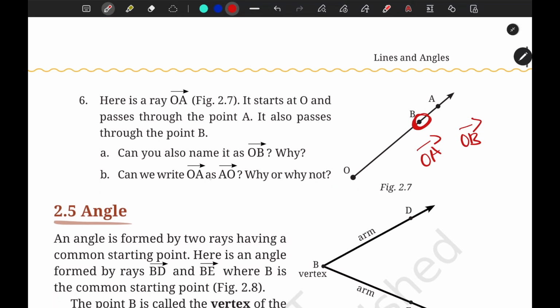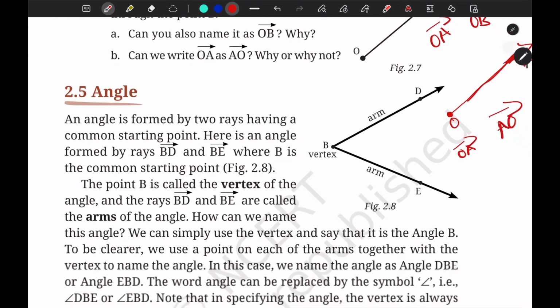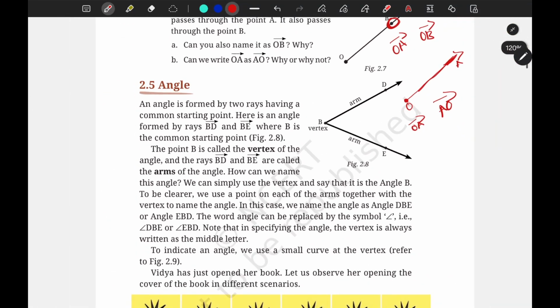Can we write ray OA as ray AO? No, we can't write that. A ray starts from a point and extends as far as it wants to go. So the starting point we have to mention as O. We can't write it as AO. This is the reason.